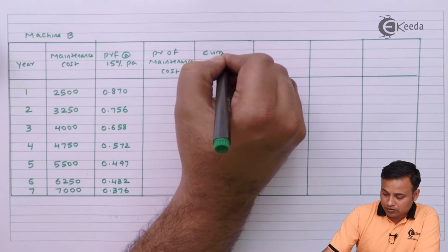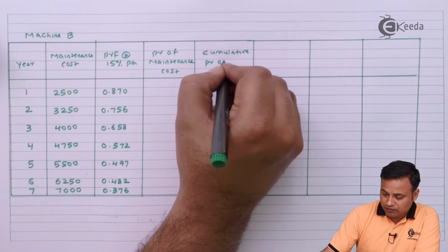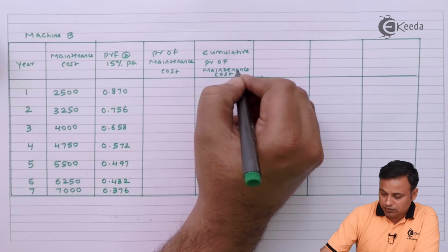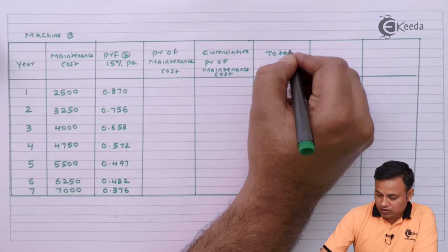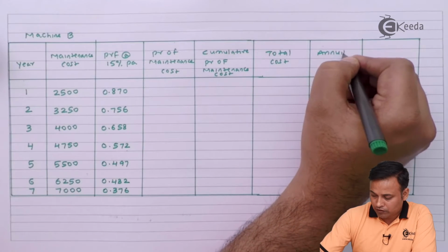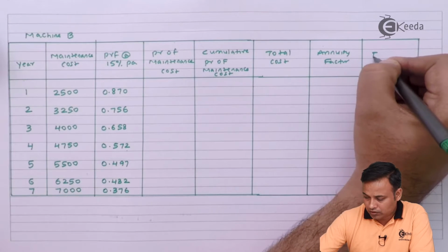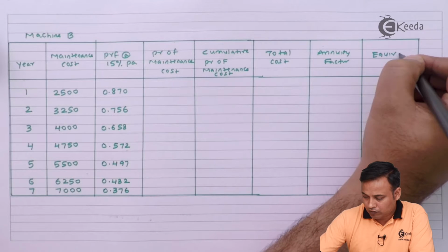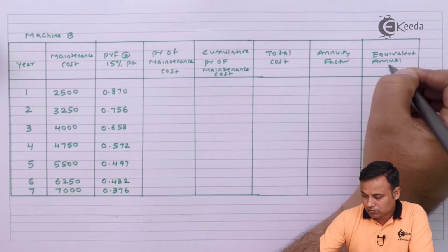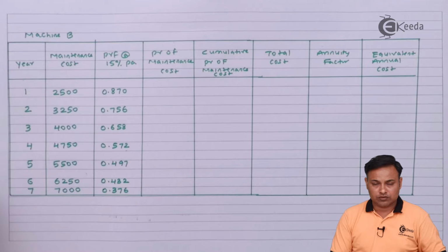Then we'll get the cumulative present value of maintenance cost. Then comes the total cost. Then the annuity factor. Last one will be your equivalent annual cost, EAC. Just note down this number first.